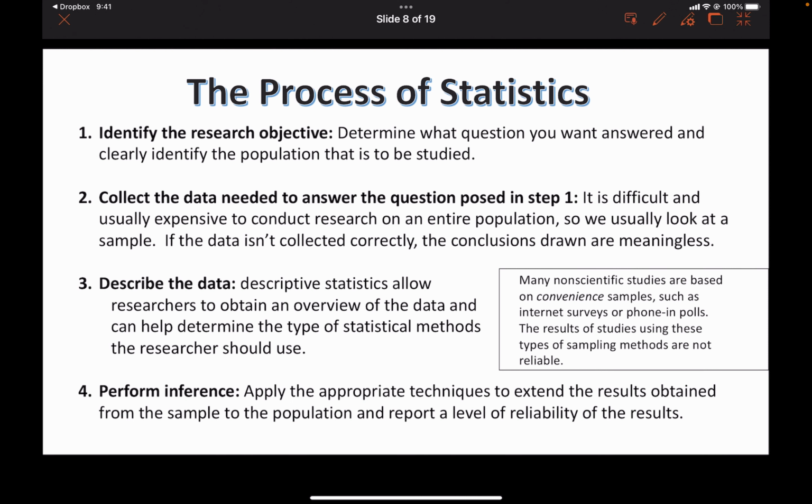Number 4, now is when you start using your math. Now is when you're going to start using the techniques that you're going to learn in this class to figure out how those results can answer your question. So now is when you figure out the level of reliability, you figure out any margins of error, all of this stuff. You crunch all the numbers and do all of the math, do everything required to now answer that question.